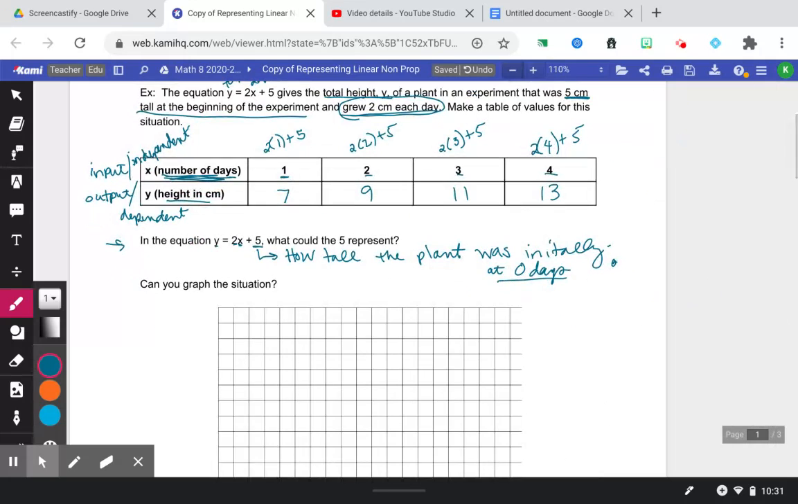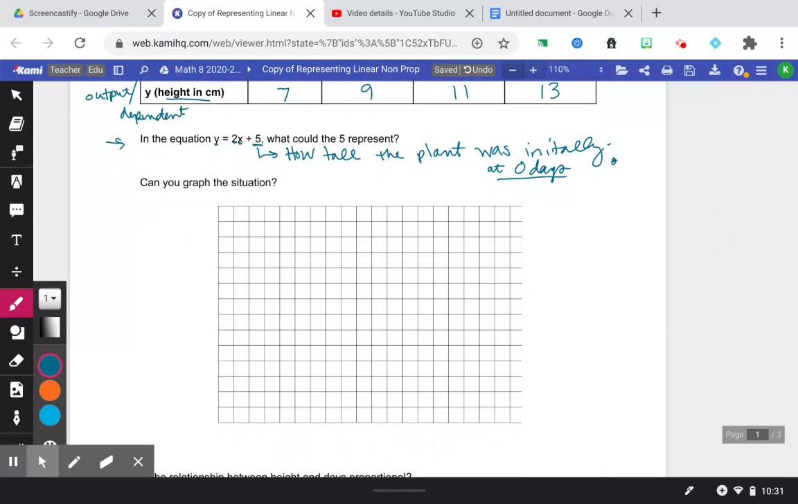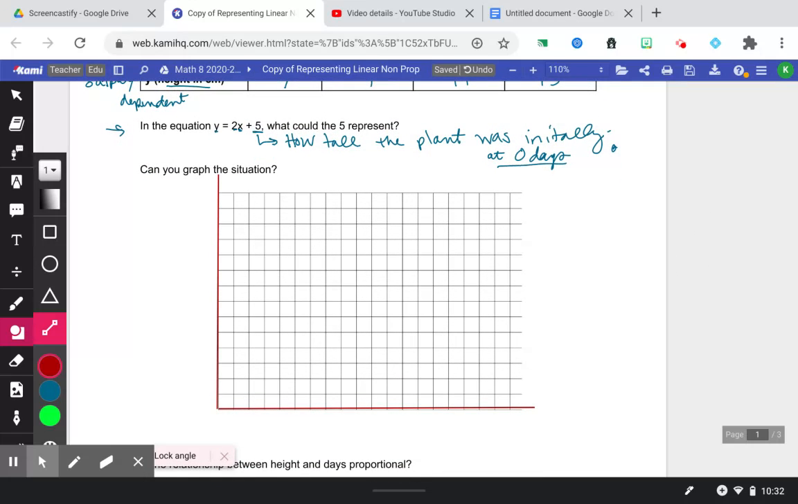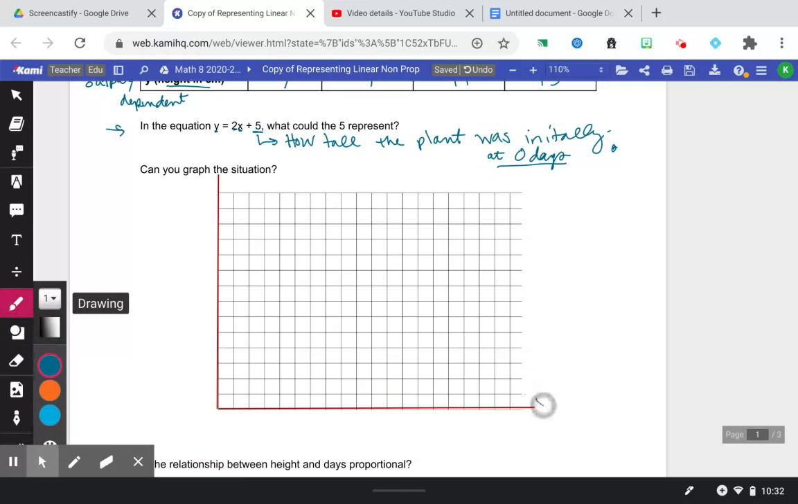Now we are going to graph our data. If you hit this little circle with the square, you'll get lines. I am going to draw in my x and y axis. For this particular problem, because I am dealing with centimeters, a measurement, a distance, that can only be positive. And because I'm talking about time, that also can only be positive. So our x and y values are both positive, and we're just looking at the first quadrant.